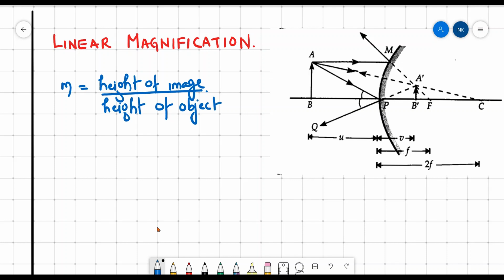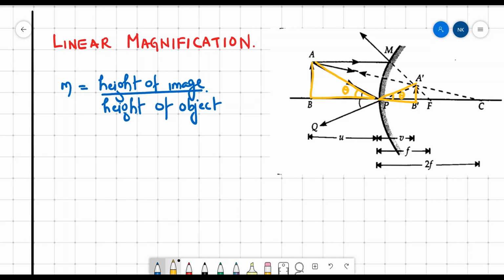Okay, and we are going to derive this expression. For that I'm going to take the help of these triangles, that is ABP and A dash B dash P. While deriving the mirror formula we already discussed this, but still I am repeating, these two triangles are similar triangles.